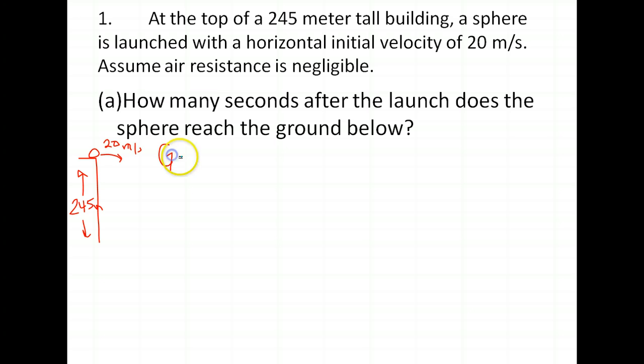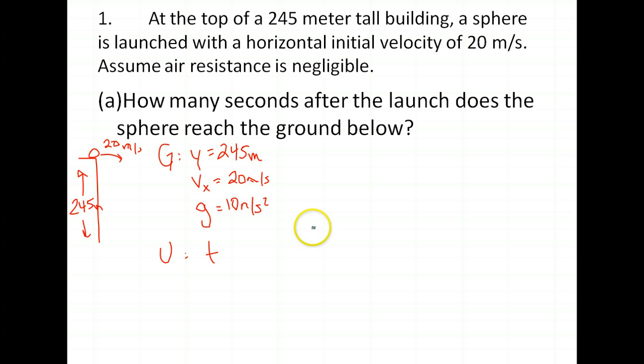Here are our givens. They gave us the height, so y equals 245 meters. They gave us our initial horizontal velocity, so that's Vx equals 20 meters per second. And we also know that gravity is 10 meters per second squared. So our unknown for this particular equation is time.